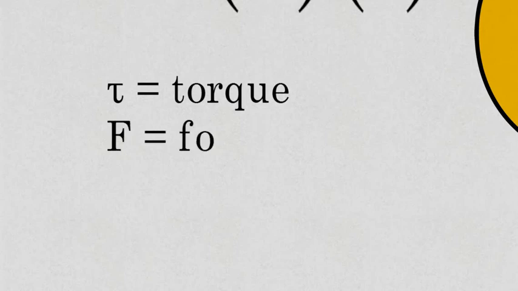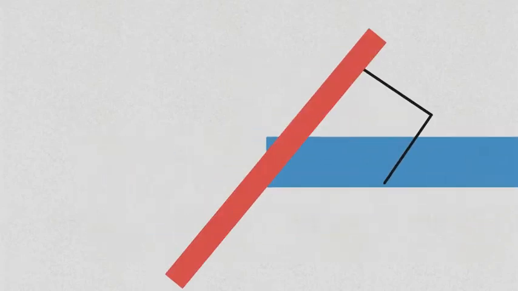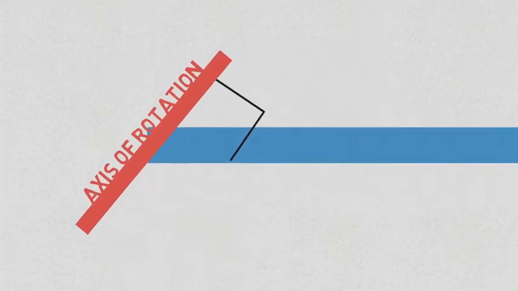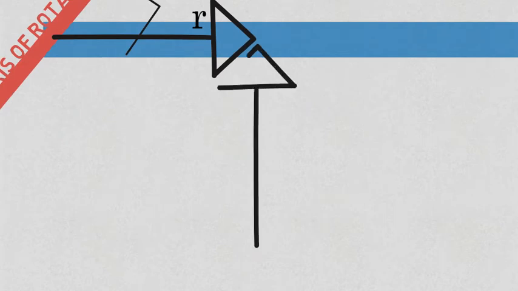where tau is the symbol used for torque, F is the symbol used for force applied, R is the symbol used for lever arm. The lever arm is defined as the perpendicular distance from the axis of rotation to the line of action of the force.